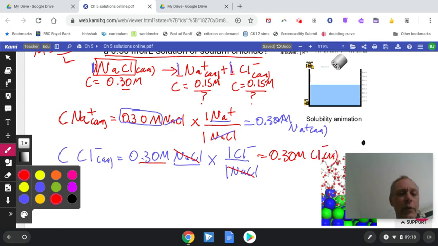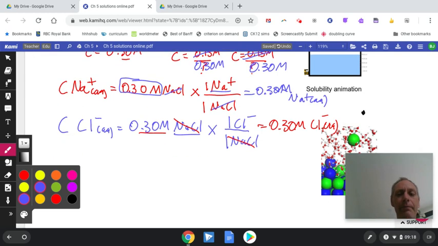So let's go back to our original statement up here. So when NaCl does break apart, it doesn't split in half. It's actually the same, 0.30 molar. Okay, interesting. So we'll look at one more question, then I'm going to make a little analogy for you guys.